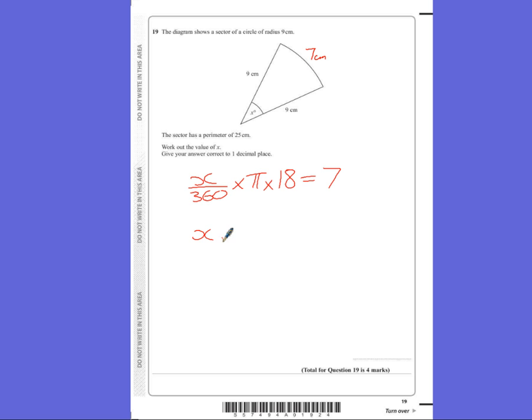So to work out what x is, we just do 7 divided by pi and divided by the 18, and we need to multiply that by the 360. So x must be 44.56 going on, and to one decimal place that would be 44.6 degrees.